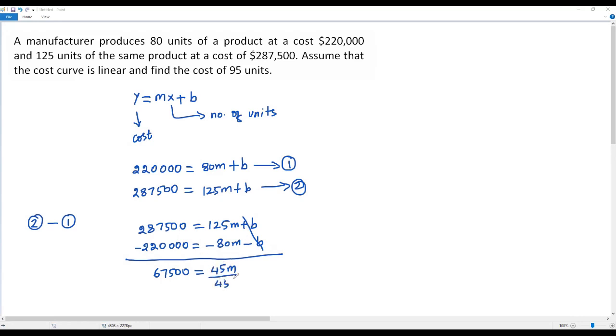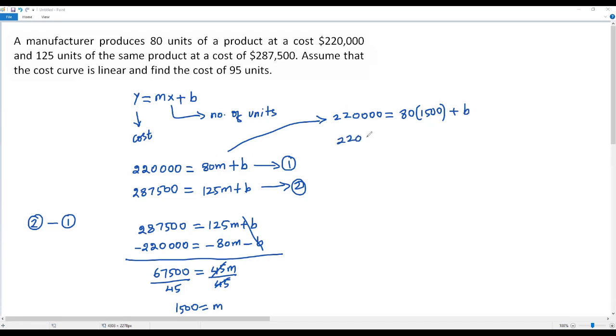Let me divide both sides of the equation by 45. Then the 45 will cancel out, and the evaluation of this fraction is 1,500. On the right side, we have m. Here I got the value of m, that is 1,500. We can plug this value of m into one of these two equations to solve for b. Let's take the first equation and plug in 1,500 for m. Then we have 220,000 equals 80 times 1,500 plus b.